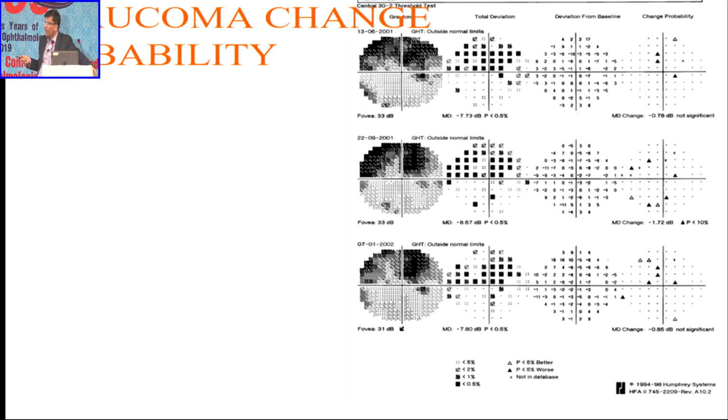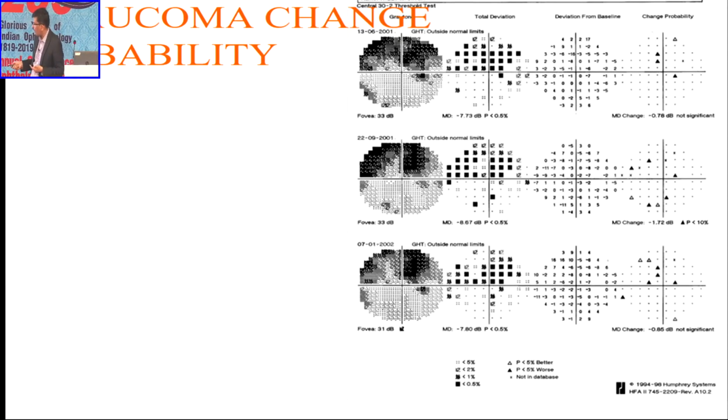And you can look at how the visual fields are changing over a period of time using the glaucoma change probability analysis. This is a software which gives you these triangles, right? These dark triangles tell you that there is some change which has happened in a particular area, and that has to be looked at carefully.